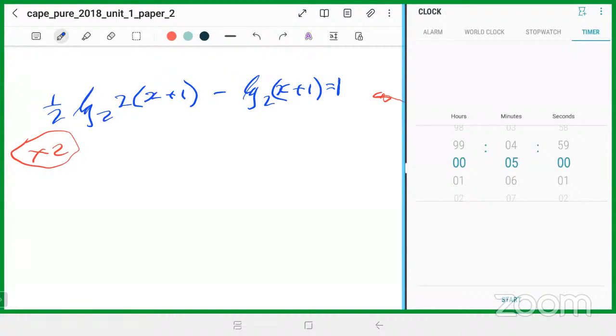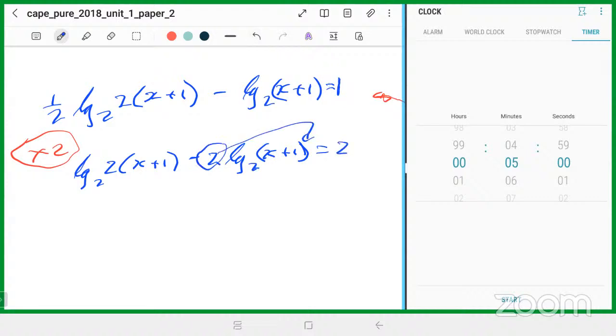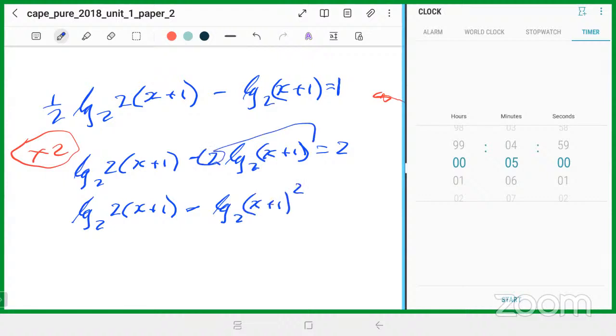Right? So I'm gonna get log to base 2 of 2 into x plus 1 minus this times 2 gonna give me 2 times log to base 2 of x plus 1 equals this times 2 is 2. This 2 need to come up here as a power now. So I'm gonna get log to base 2 of 2 times x plus 1 minus log to base 2 of x plus 1 squared. When this 2 come up here becomes squared, all of that is equal to 2.